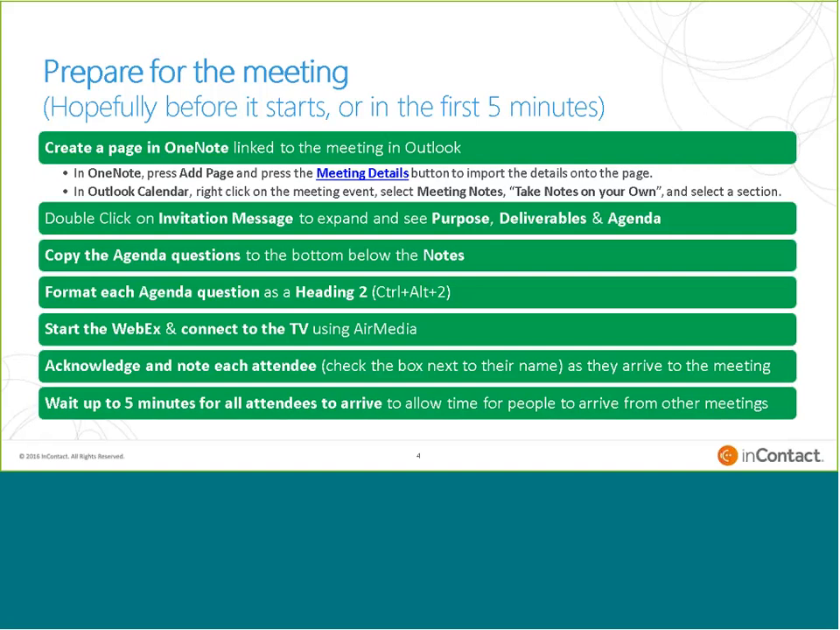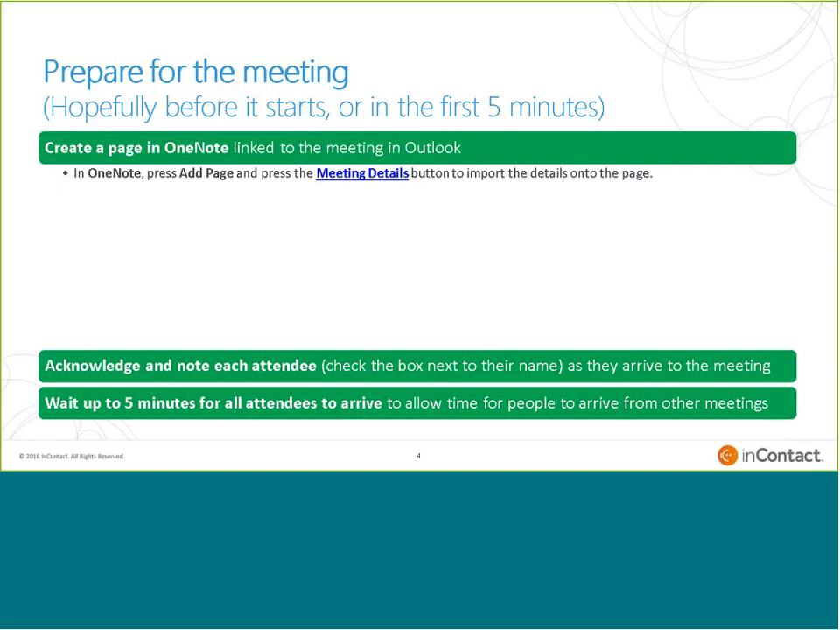And wait up to 5 minutes for all attendees to arrive to allow time for people to arrive from other meetings. We're busy, you're running from meeting to meeting. The meeting that was in that same room just before you just finished, and people need time to file in and sit down. So waiting 5 minutes is the standard rule. And I always get started at the 5-minute mark. Okay, so that's preparing for the meeting.